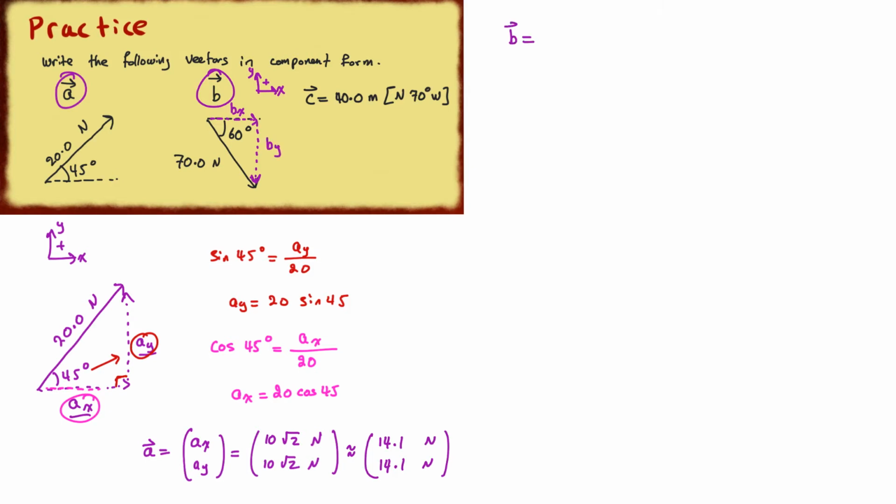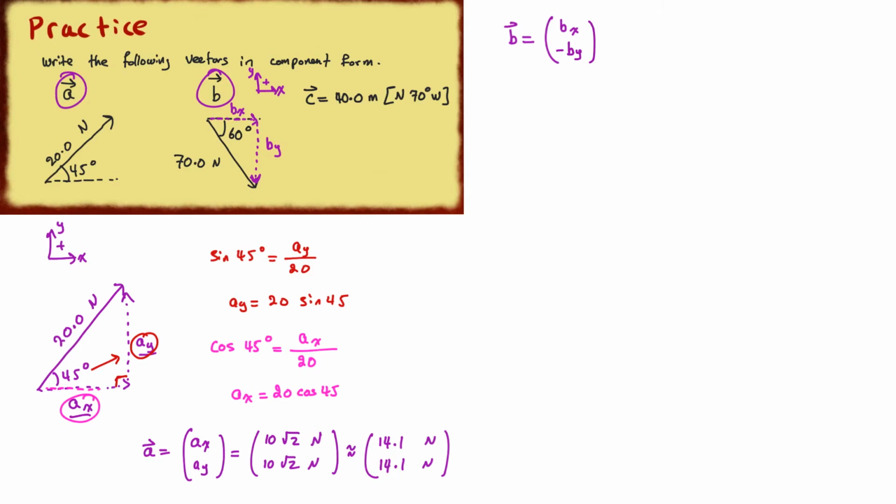Vector B will have two components. It will have Bx, and Bx is positive because it's going the same as my positive direction here, but By will be negative because it's going opposite to my y coordinate system there. So this would be negative By. So whatever value I get for By, I will just write that as a negative.